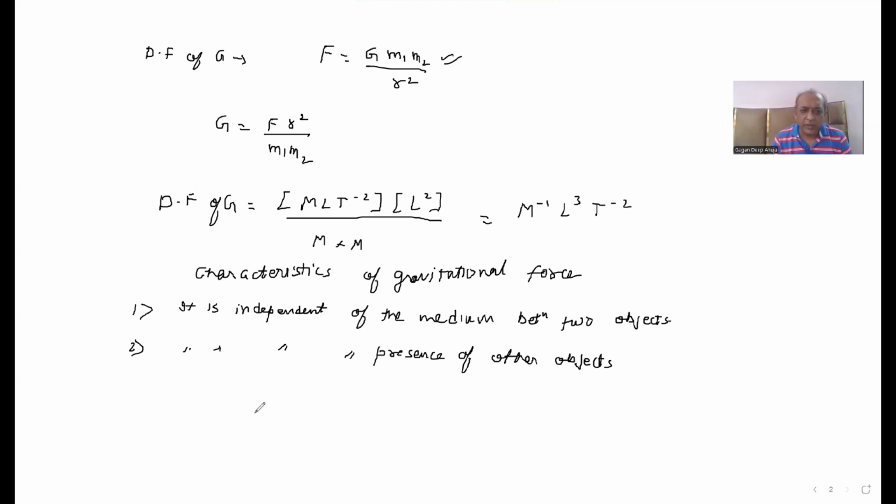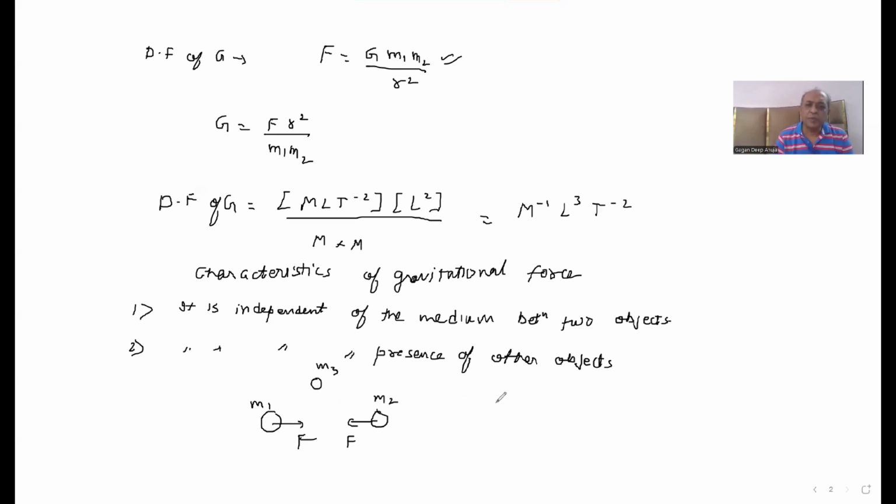So what I mean to say is that if there are two objects of mass m1 and m2, they are attracting each other with the force F. This force will not be affected if I bring another object of mass m3 near m1 and m2. So these forces are going to maintain their individuality. This is also called the principle of superposition. One of its features is that the force between the two objects is not affected by bringing a third object near them.